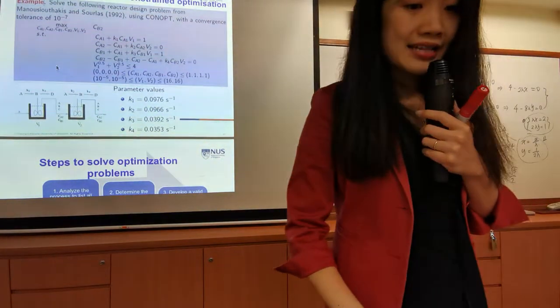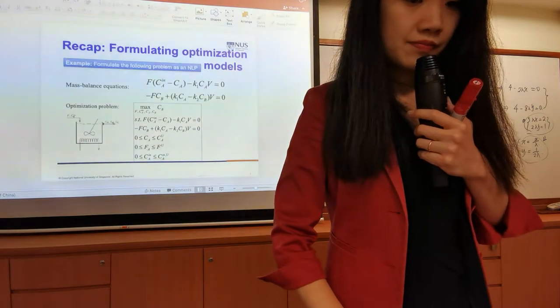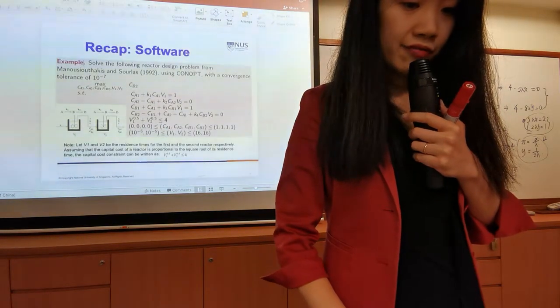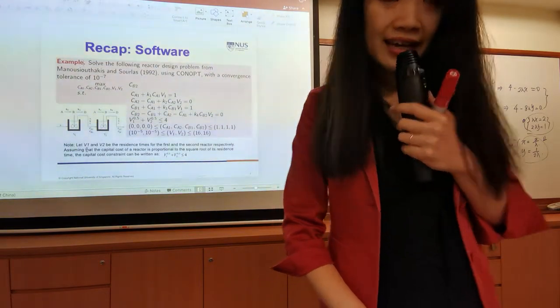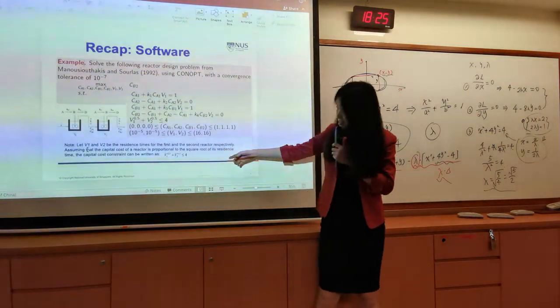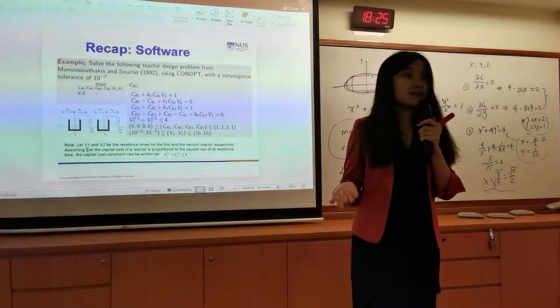If you're interested, you can check the code for this one. We have the code. This is for one reactor. This is for two reactors. So we write here, why do we have such constraints? If we have some residence time requirement, or some volume requirements.